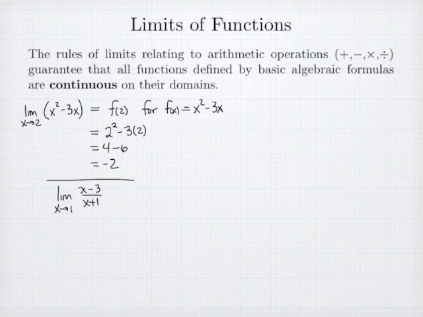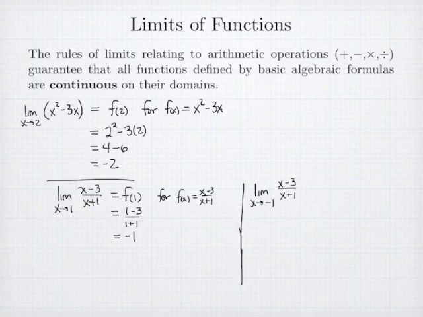So for example, if I want the limit as x approaches 1 of the function x minus 3 over x plus 1, because that formula is continuous, I can just plug in 1. 1 minus 3 over 1 plus 1. Negative 2 over 2 is negative 1. That's another example where my function is continuous.